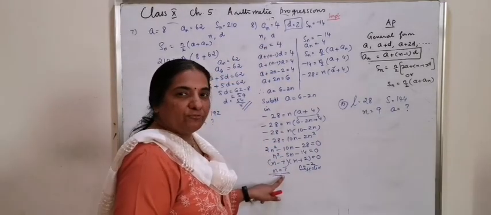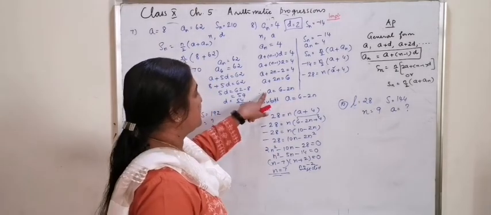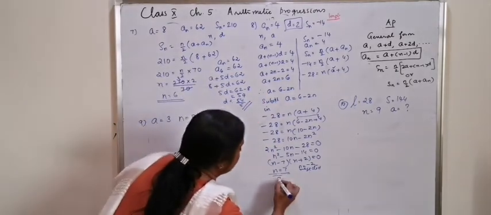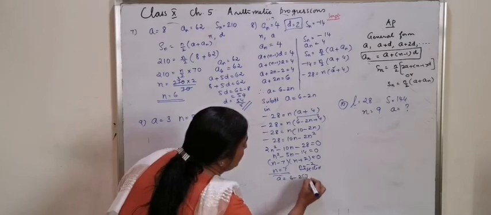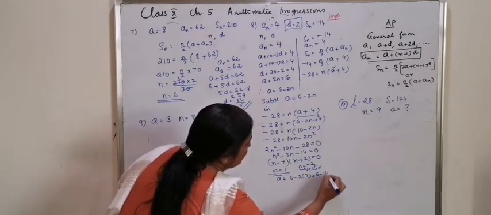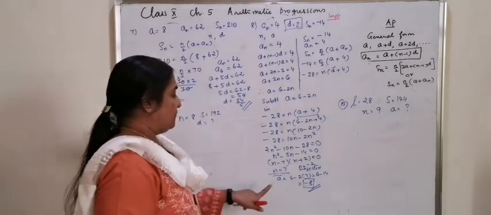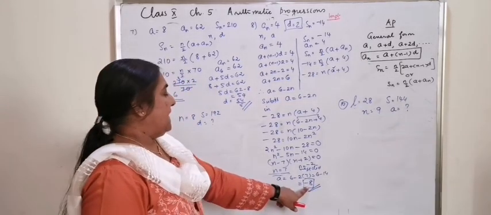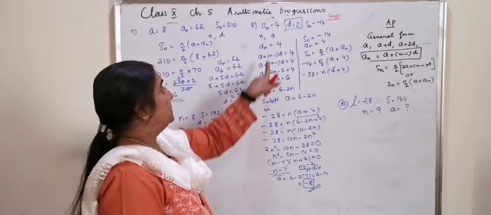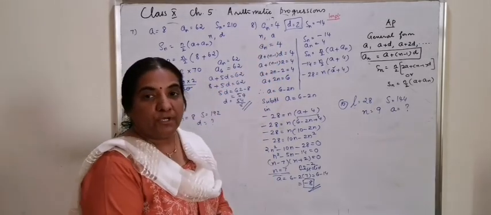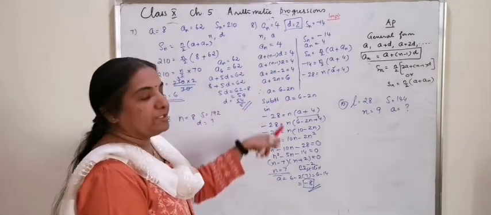After getting the value of n is equal to 7, substitute a is equal to 6 minus 2 into 7, 6 minus 14, which is equal to minus 8. Therefore, the value of a is minus 8 and the value of n is equal to 7. Both the unknown quantities. It's a very important sum.